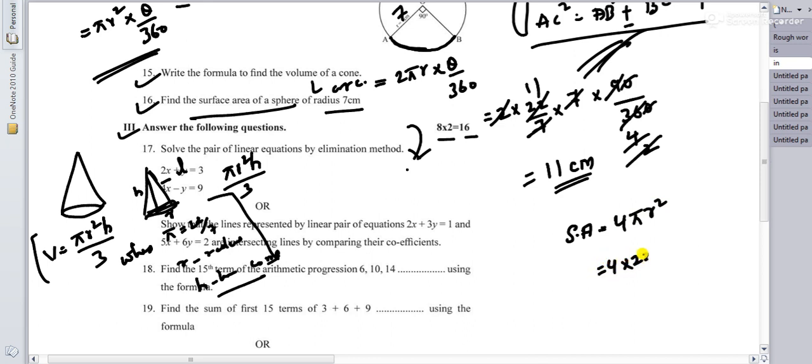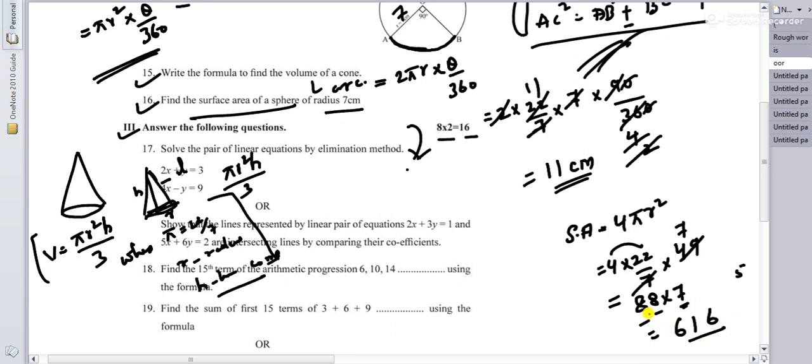So 4 into 22 by 7 into the radius, which is 7. So 7 sevens are 49. I'll write directly. Now this 2 will get cancelled. Now if you multiply 22 into 4, how much is that? 88 into 7. So how much is that? 56, 5 carry. 56, 57, 58, 59, 60, 61. 616. I think I have made a mistake. No, it's correct. Yes, 616.